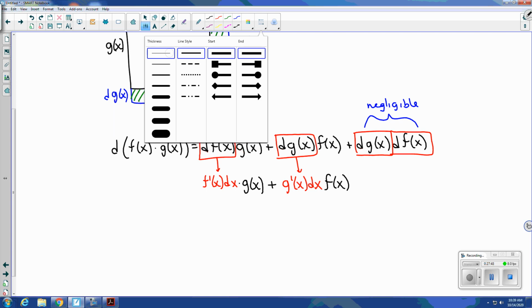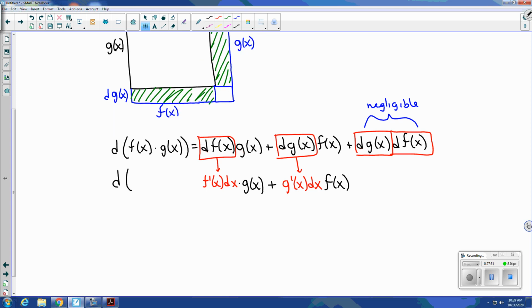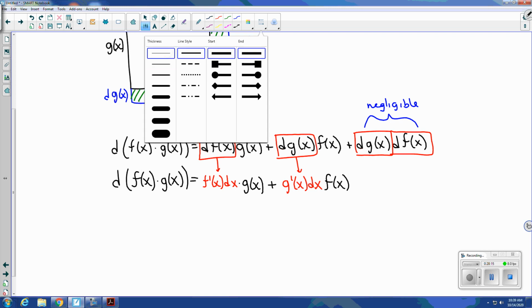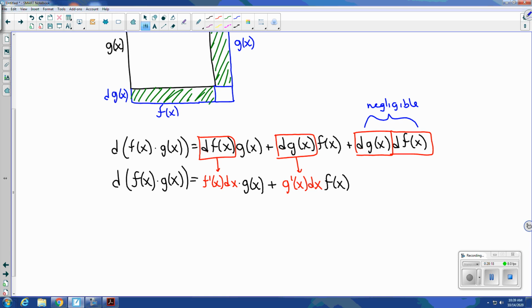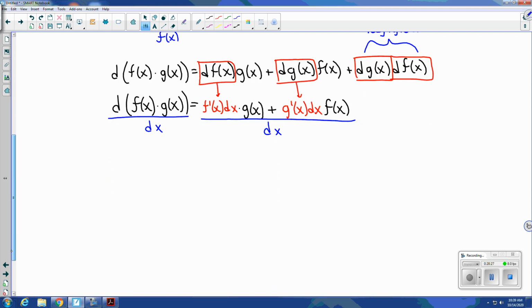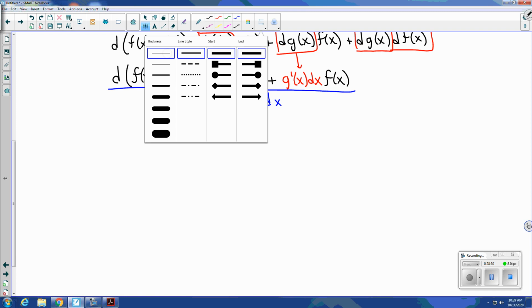Now, let's look at what we have. We're trying to find out what the change in the outputs of a product would be. That's what this left side is telling us. The differential of f times g is the change in the outputs of a product. We have found that it is this new piece to the right. If we divide both sides by the differential of the input, we will see some familiar notation, and this will reveal our product rule.